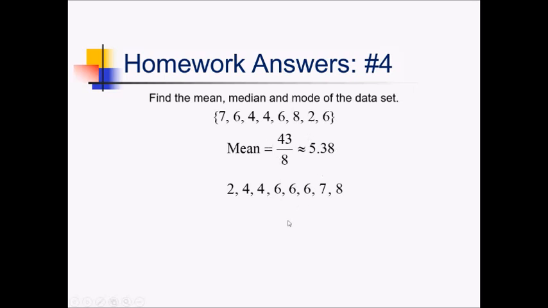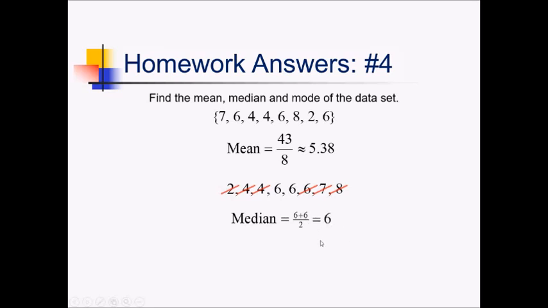So now we actually are going to cross off the outer two numbers until we get to the middle number or numbers. So you've got 2 and 8 getting crossed off, and then 4 and 7, and then 4 and 6, and that leaves us with two middle numbers. Now, the rule when you have two middle numbers is that we're going to average them together, find the mean of those. So this is going to be 6 plus 6 over 2, giving us the median. And this is just 12 over 2, which is just 6. So 6 is our median.